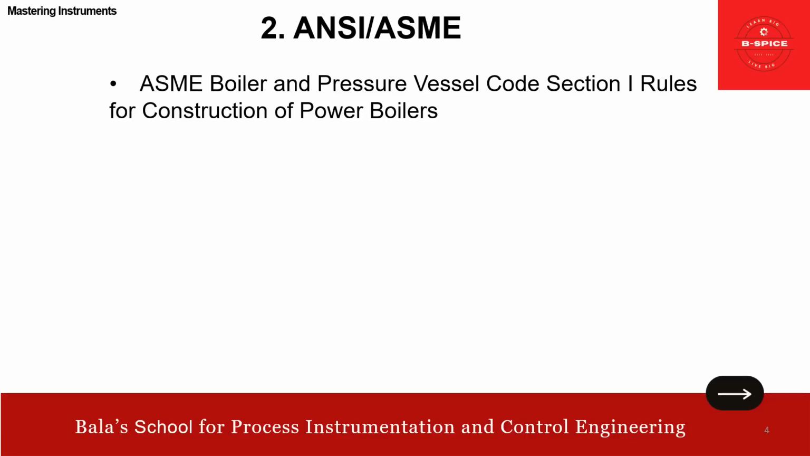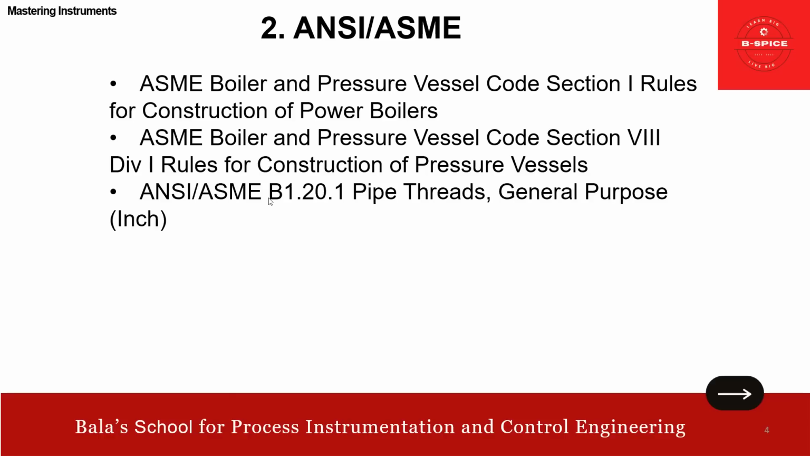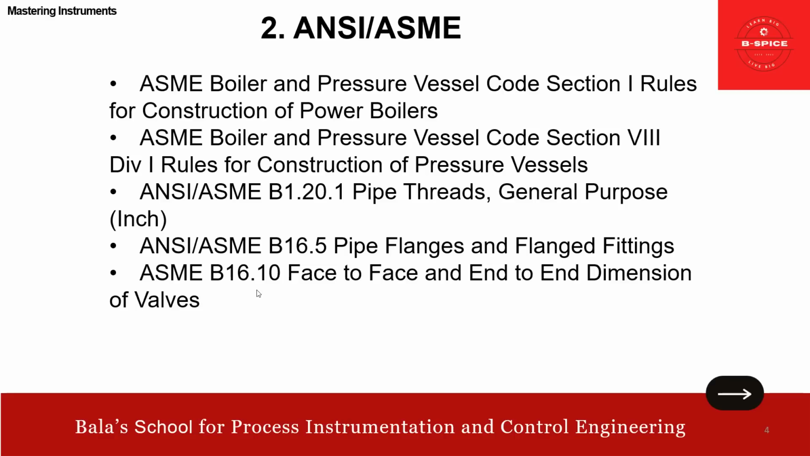ASME boiler and pressure vessel code. This we all know actually. Section 1 talks about the rules for construction of power boilers. Then Section 8, Division 1 talks about the rules for construction of pressure vessels. This is more for our mechanical colleagues. And ANSI ASME B1.20.1 talks about pipe threads, general purpose. Then ANSI ASME B16.5 talks about pipe flanges and flanged fittings. This is relevant to us.